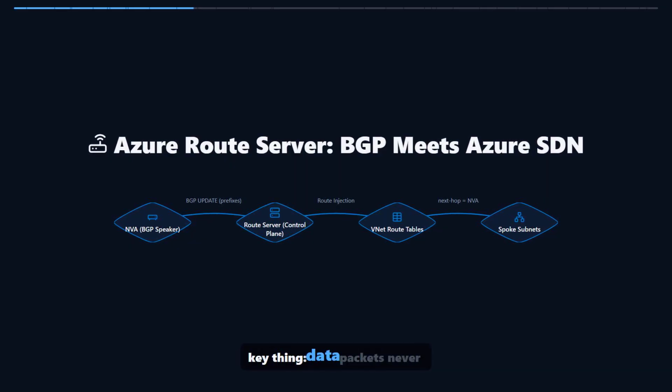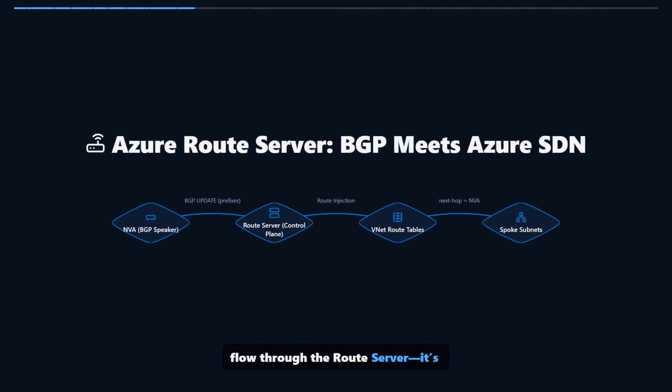And the key thing, data packets never flow through the route server. It's pure control plane. The NVA still inspects every byte.